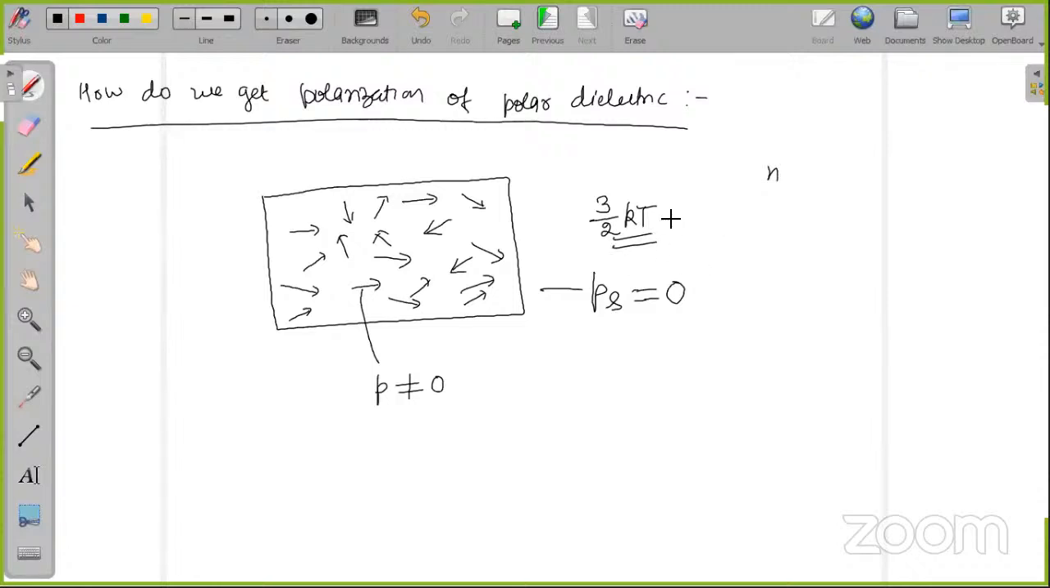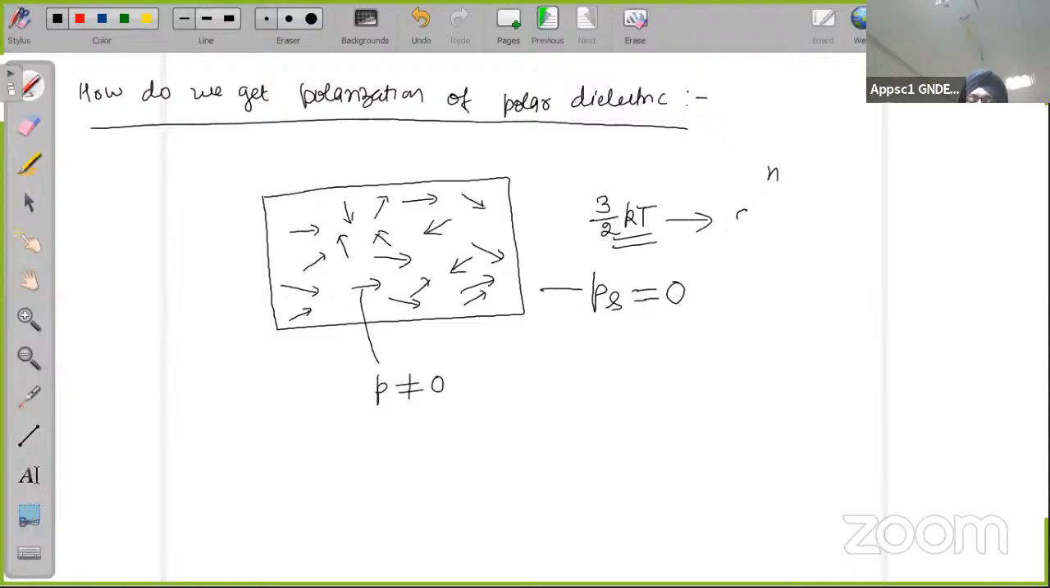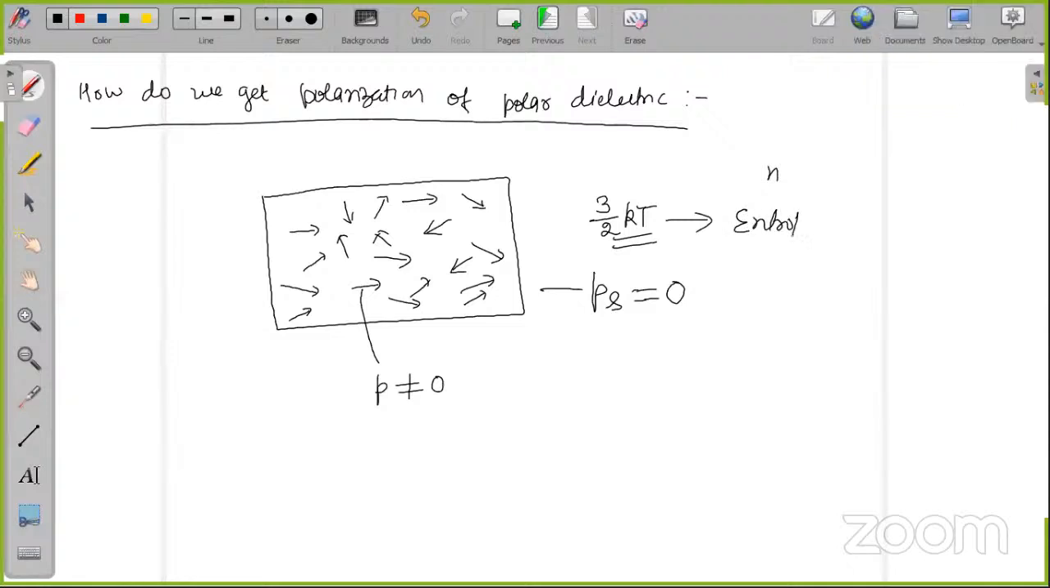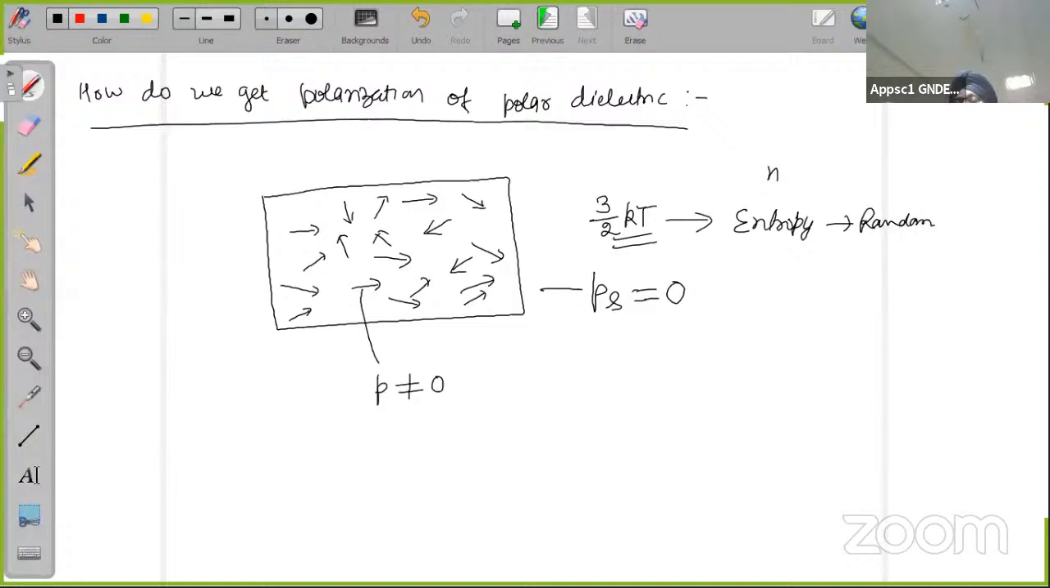And thermal kinetic energy is a source of entropy. And entropy is nothing but randomness. And molecules are randomly oriented. Therefore, if you have one molecule having direction in this direction, then there must be one molecule having direction in exactly the opposite direction. Let me draw it. Because all directions are equally favored.